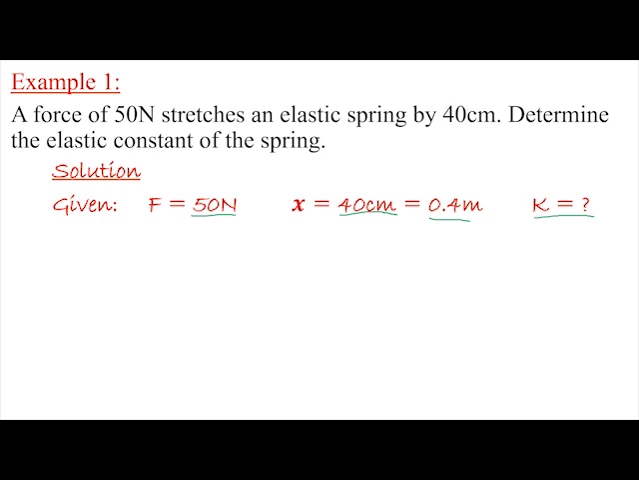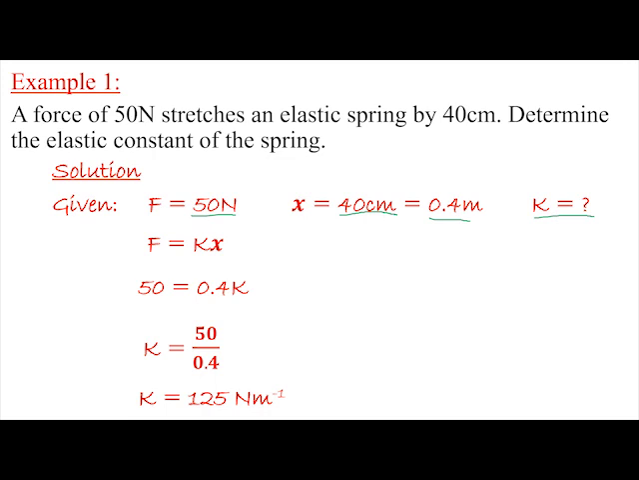From Hooke's law, we know that F is equal to Kx. By simple substitution, we will obtain that 50 is equal to 0.4 K. Making K subject of the formula, we will have that K is equal to 50 divided by 0.4, and the answer would be 125 Newton per meter.